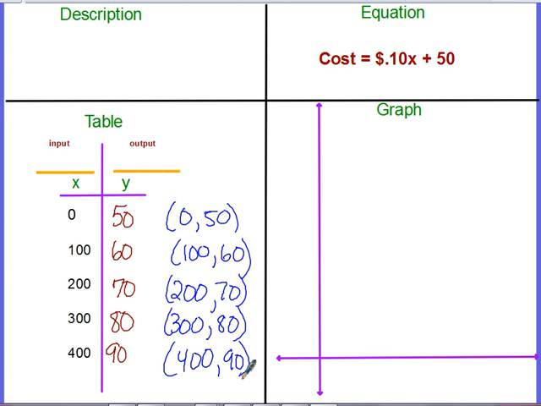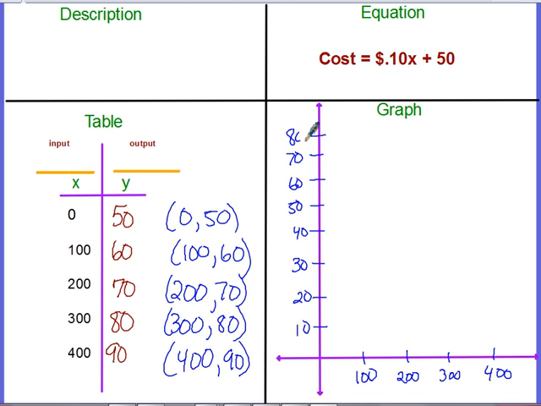Okay, so now I'm going to go ahead and create my graph. You look at my x values. They go all the way from 0 to 400. So what I'm going to do is count up by 100s just to make this a little bit faster. It's going to be 100, 200, 300, 400. And then if you look at my y values, they go from 50 all the way to 90. So I'm going to count up by 10s. Try to make these equally spaced. I know sometimes that's difficult, especially for me. And as I got to the top there, I had to kind of cram them together a little bit.